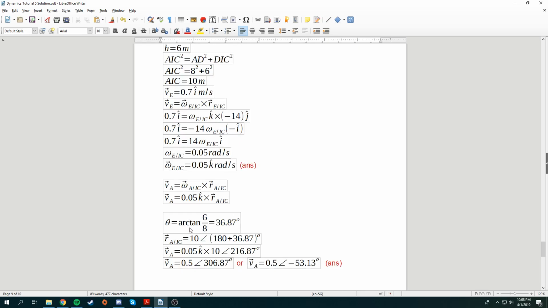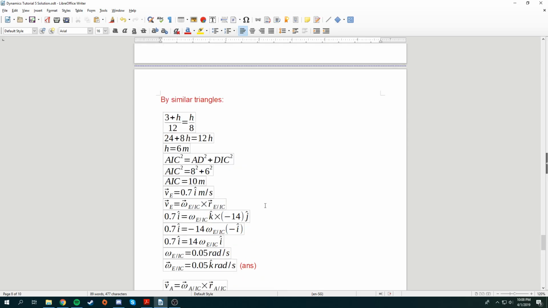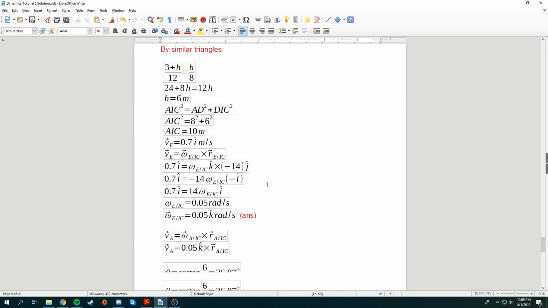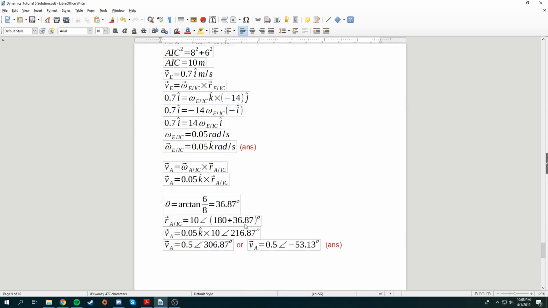To find theta, I use arctangent of 6 over 8 and I'll get 36.87. So with that, I know my position vector of A from IC is 10 in this position. Why do I add 180 degrees? Do know the angle is measured from the positive x-axis, hence I need to add 180 degrees plus the theta that I just calculated. That's why I have 180 plus 36.87.